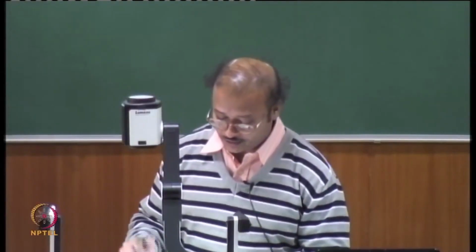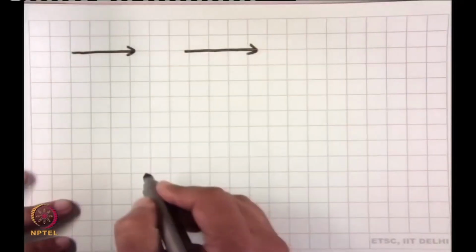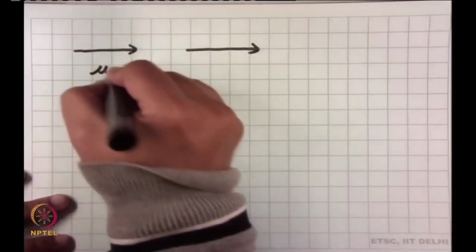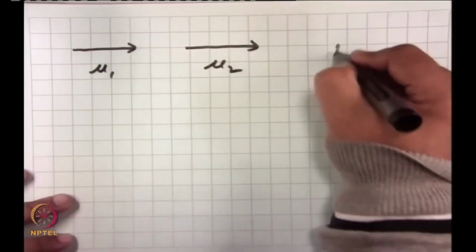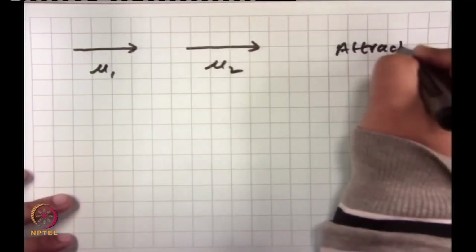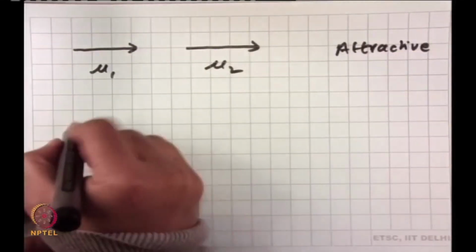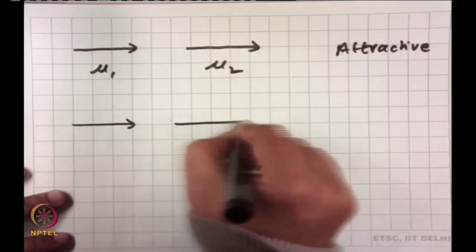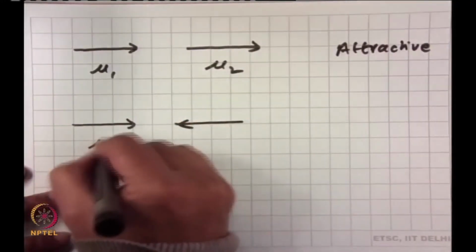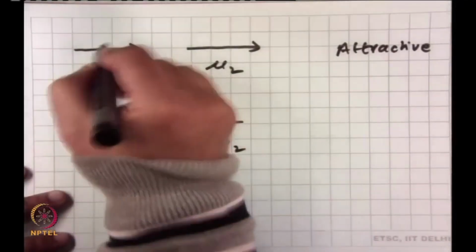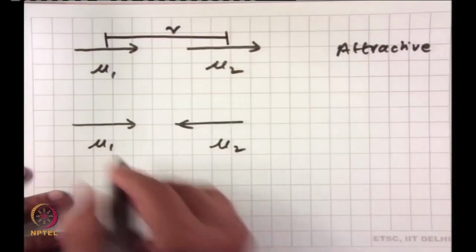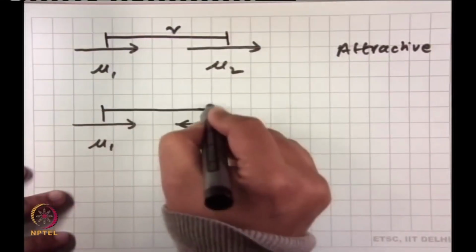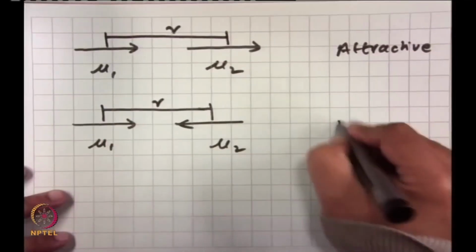So continuing with our cases, we can have two dipoles like this. So this is mu1, this is mu2. Would this be attractive or repulsive? This would be attractive, right? Or I can have this one, again mu1, mu2. R is essentially from the middle, this is R, and again here this is R. So this would be repulsive.